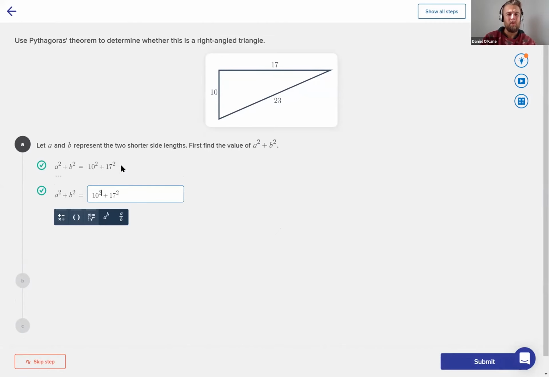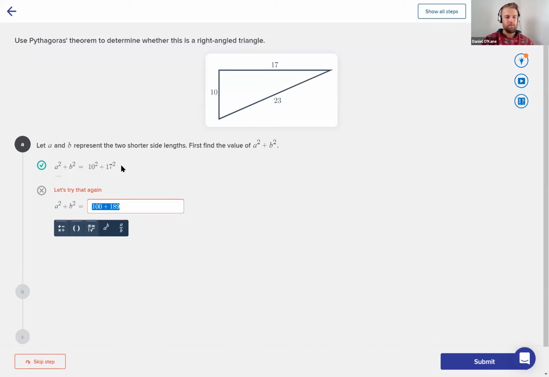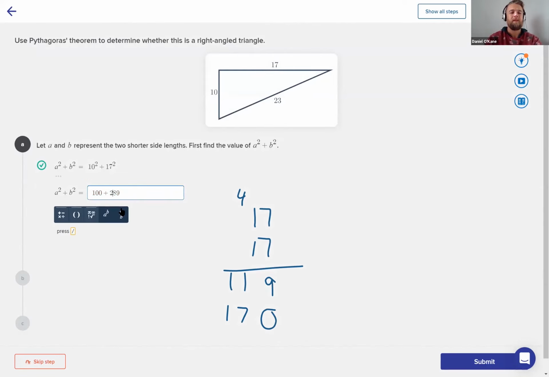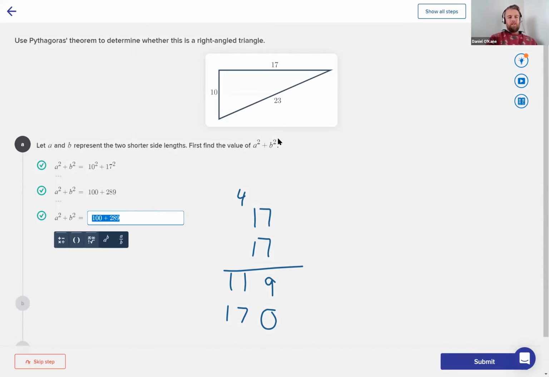Okay, and so 10 squared is 100, and 17 squared, Yusuf has told me is 189. Oh no! That's okay. Let me work that out. So 17 times 17, 7 sevens are 49, carry the 4, 7 ones are 7 plus 4 is 11, and so on. Oh, 289. This should be 17 squared. That makes sense. Great. And then 100 plus 289 is 389.